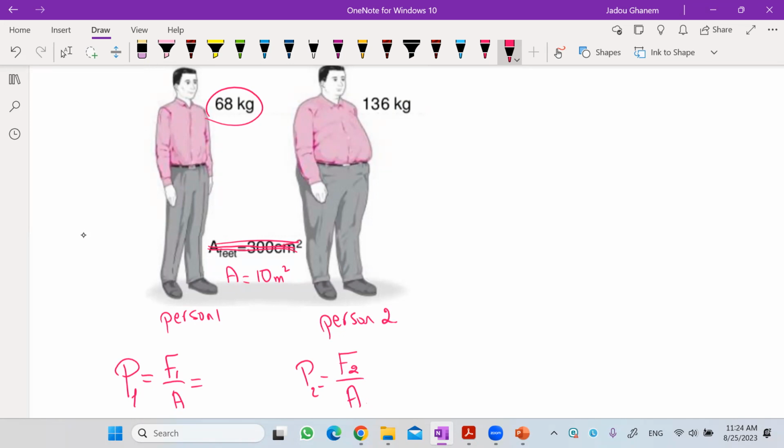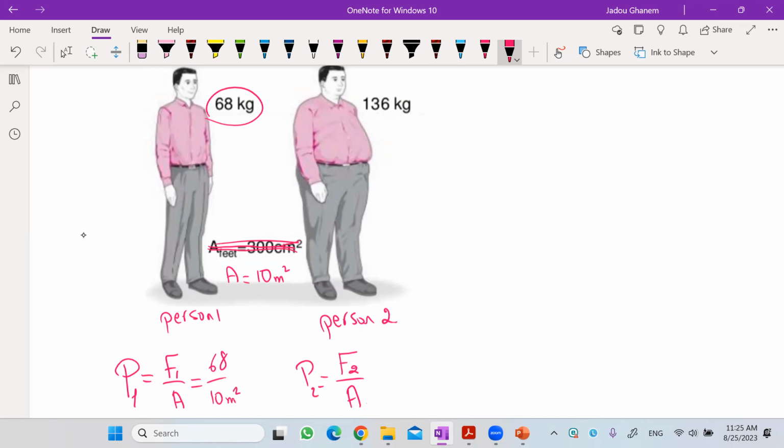P1, and then the force is 68 kilogram, and the area is 10 meters squared. So I write here 68 and here is 10. All right. Meter squared.